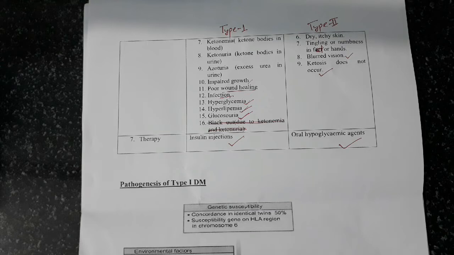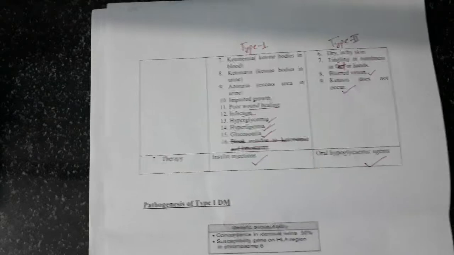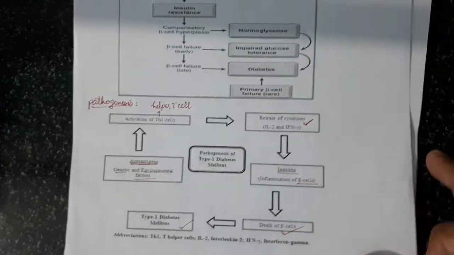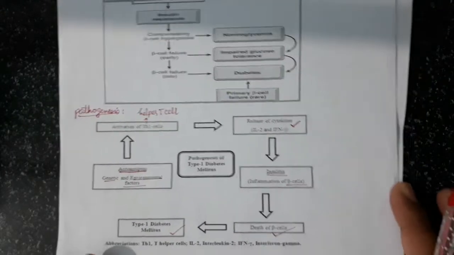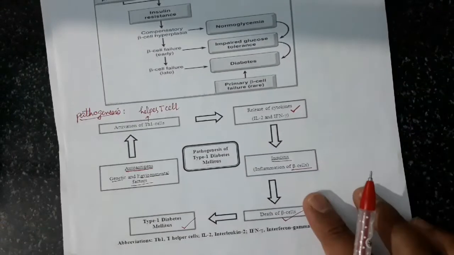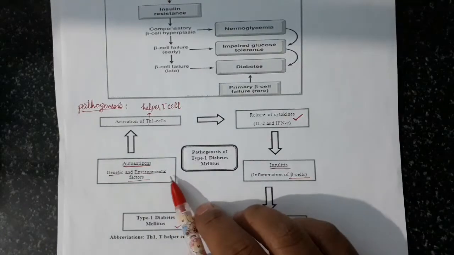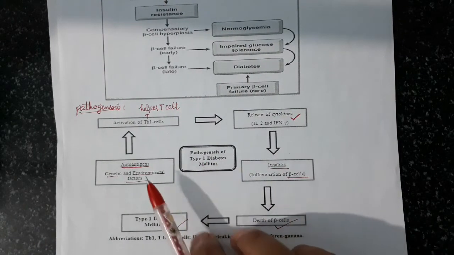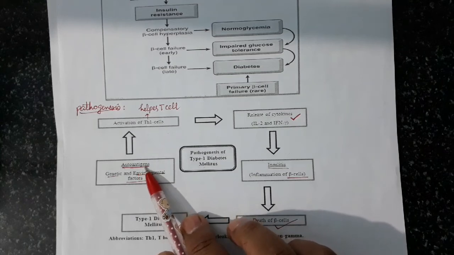Now the next part is pathogenesis, which is very important. First we'll discuss the pathogenesis of type 1 diabetes mellitus. And for pathogenesis of type 1 diabetes mellitus, I prefer this flow chart, which we start from autoantigens.